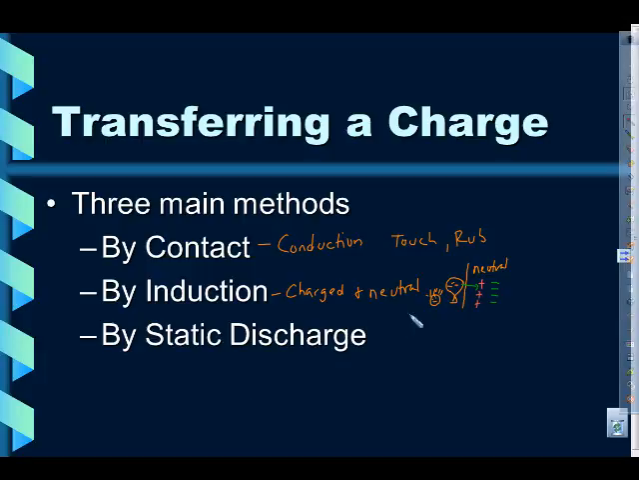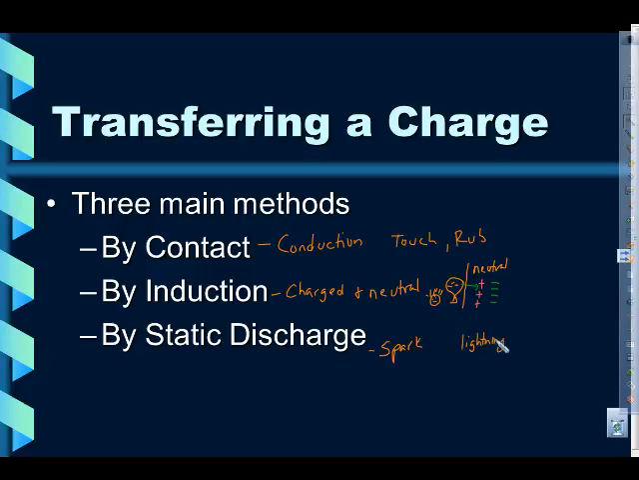The third method that we have for transferring a charge is probably the most commonly seen. It's static discharge, or better known as a spark. So here we're looking at that visible spark that you have when you transfer your charge from one object to another, or something like lightning.